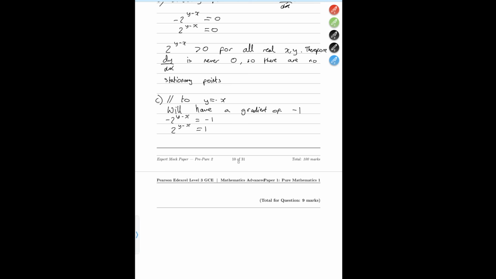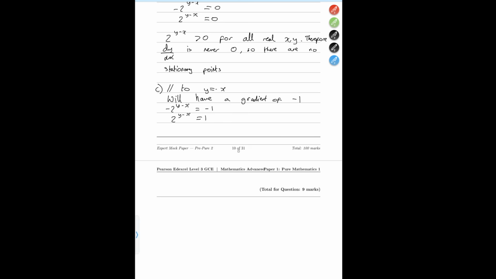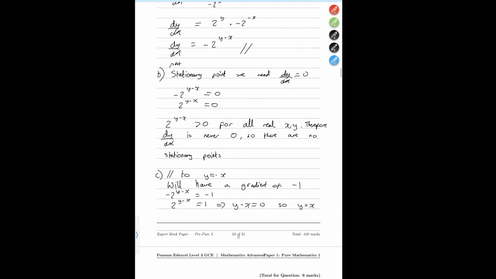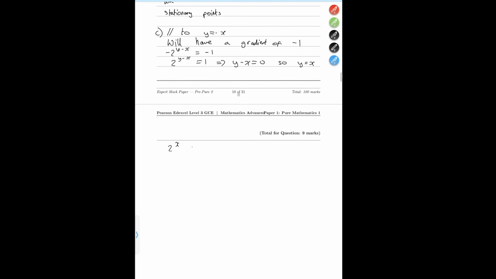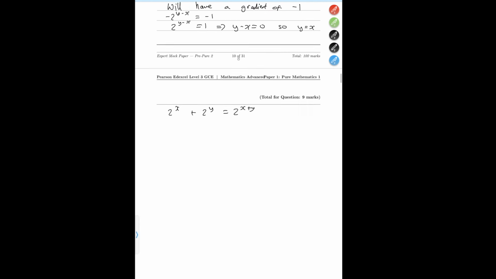Now, how do we get 1 by raising something to a power? Well, anything raised to the power of 0 will give you 1. So what that tells us is, or another way you could do this is just by doing logs, but you know that y minus x will be equal to 0. So y is equal to x. So let's now substitute this into our original equation of 2 to the x plus 2 to the y is equal to 2 to the x plus y. I think that was the equation. Yeah. So now let's use y equals x.